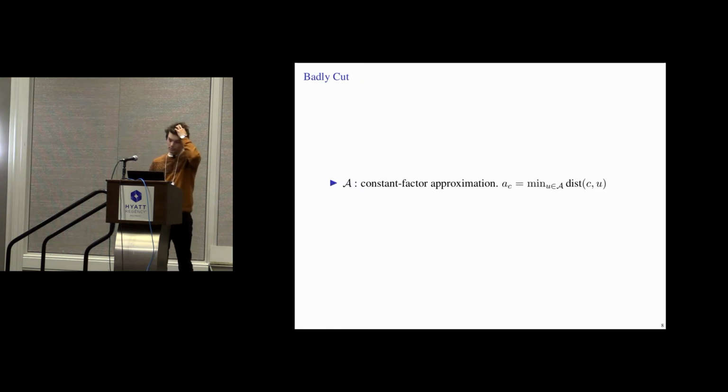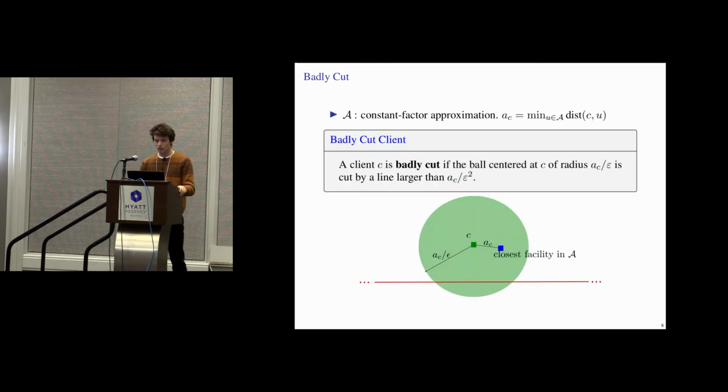So let's define badly cut. We start with a constant factor approximation A that we can compute easily. And we define AC to be the distance from a client C to this approximate solution A. Then for any client C, we draw the ball of radius AC over epsilon. And we look at the lines in the decomposition that cut this ball. And we say that C is badly cut if there is such a line larger than AC over epsilon square. So if there's a kind of big line that cuts the ball close to C.